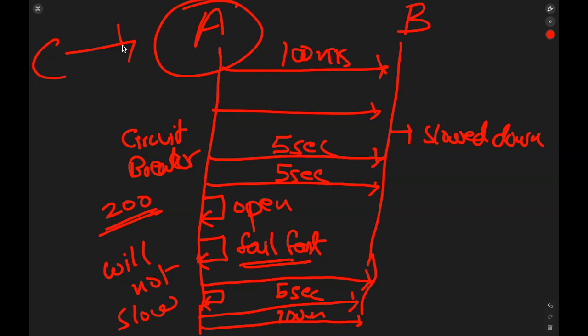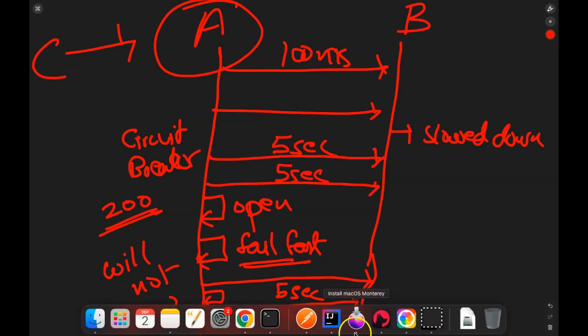And once in open state, it would go to a half open state, at which point it would start sending maybe 1 or 2 requests to service. It would allow 1 or 2 requests to go to service B, and depending on the outcome, it would either go into a closed state or it would still continue to be in the open state. So this is how a circuit breaker pattern works. Now let's go back to our slides.